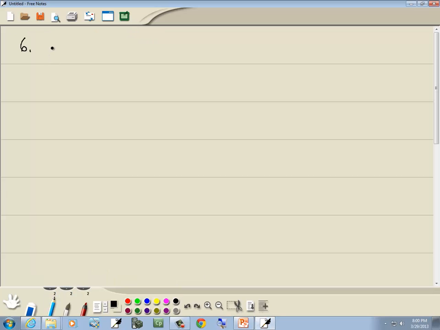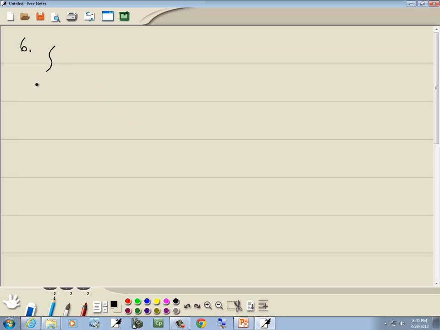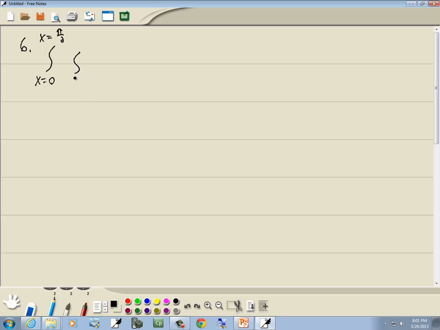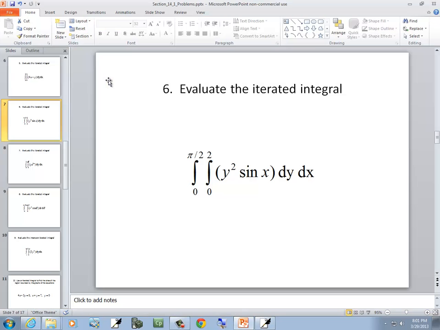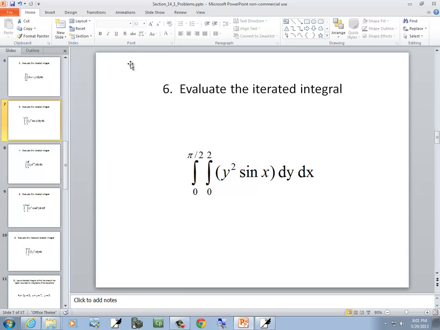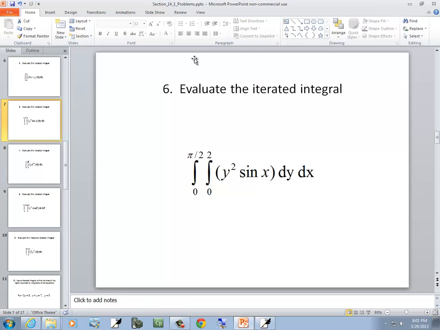Okay, so we got the outer one is the x this time, so we got x equals 0 to x equals pi over 2. And then our inner one's going to be the dy, so this will be y is equal to 0 to y is equal to 2. In these first problems, we're just kind of practicing the iterated integrals.